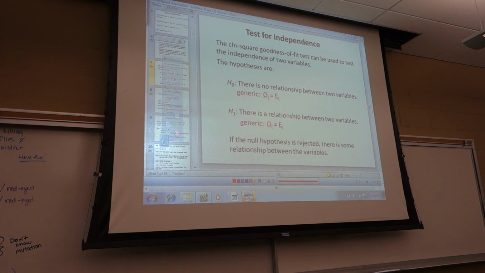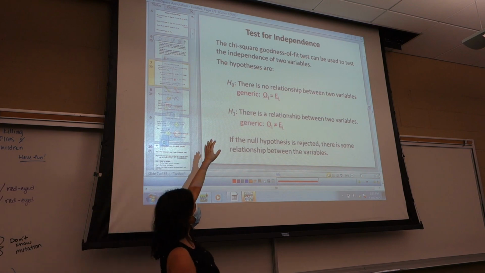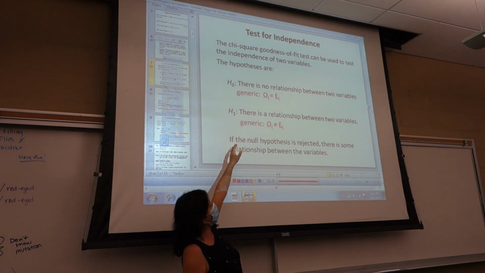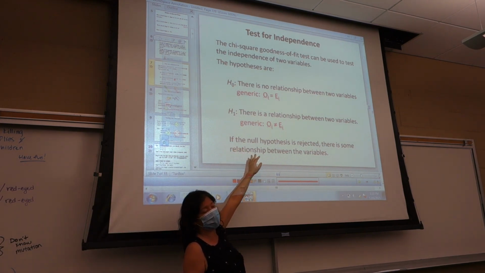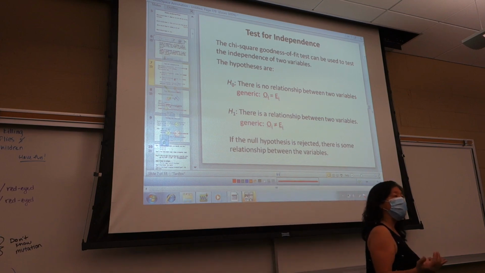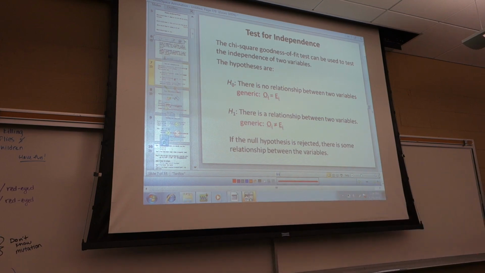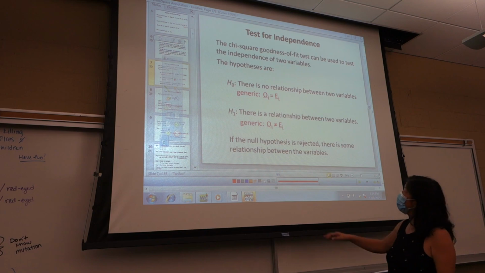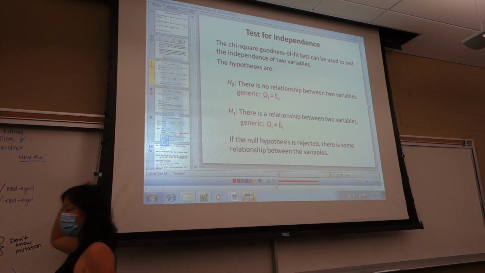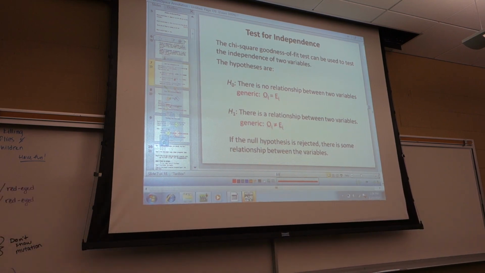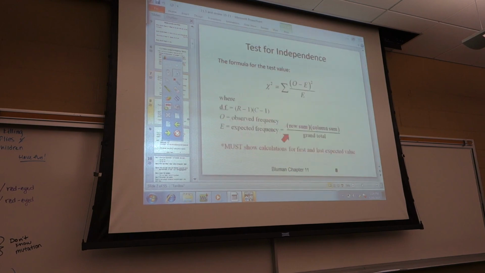So the hypotheses can either be there's no relationship for H naught and there is a relationship for H1, but you can just generically use O sub i equals E sub i for your H naught. So that's totally fine. You can use the generic one on the exam. Like I said, we're just going to cover these ones pretty quickly and pretty lightly. We're not going to be super detailed about them.